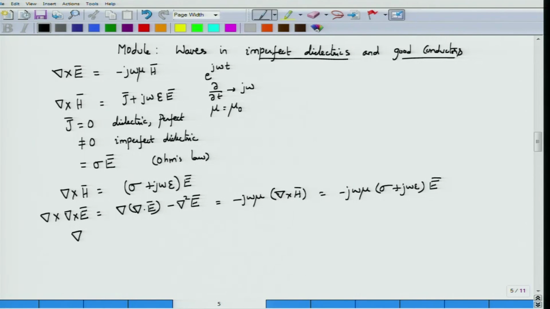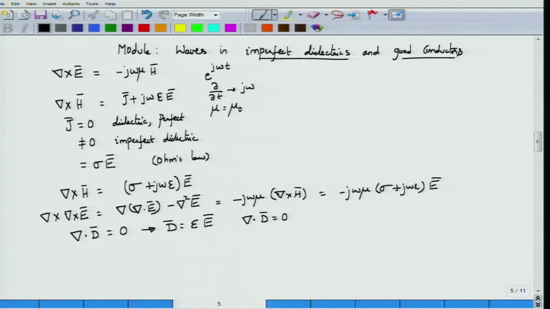Now we have Gauss's law which states that del dot D is equal to 0. We will continue to assume that D and E are related by a simple epsilon. So that is how we were able to rewrite del by del t of D in the form of j omega epsilon E. So we assume that D is equal to epsilon E, and moreover we still assume that del dot D equal to 0. So there might be cases of conduction current in an imperfect dielectric, but we will assume that at no point inside the imperfect dielectric there are some isolated free charges.